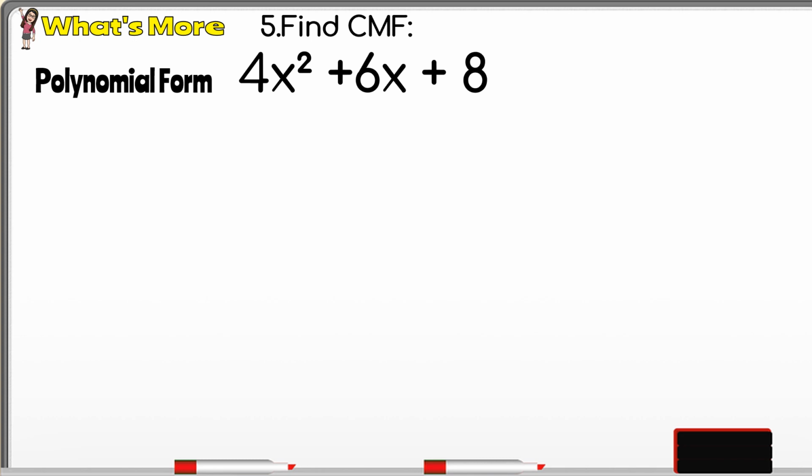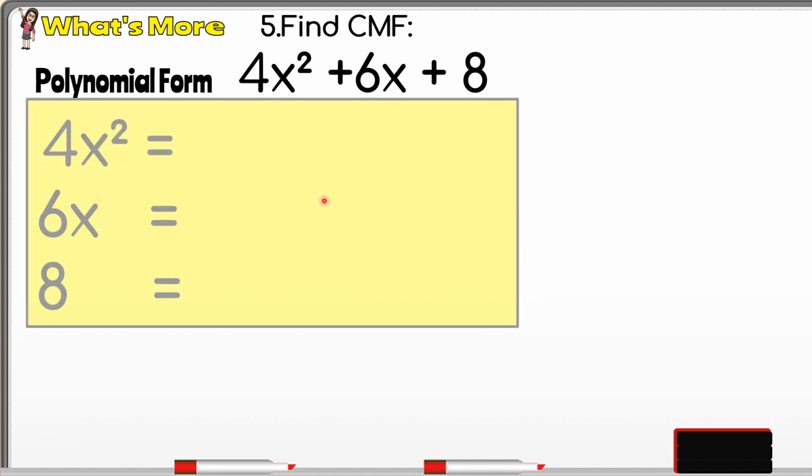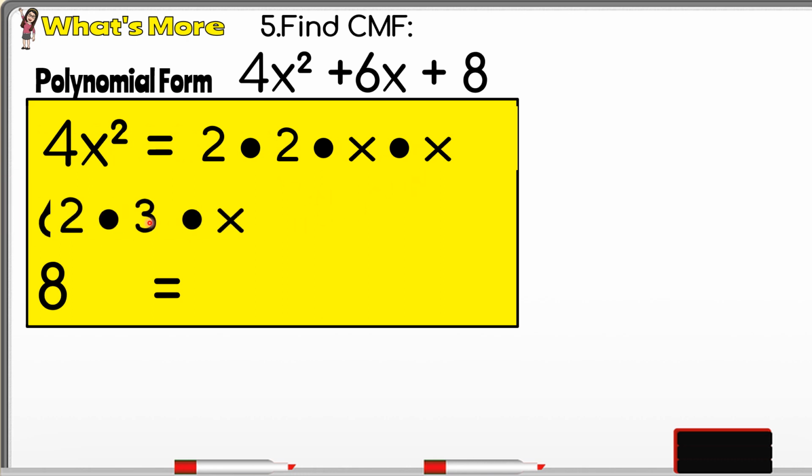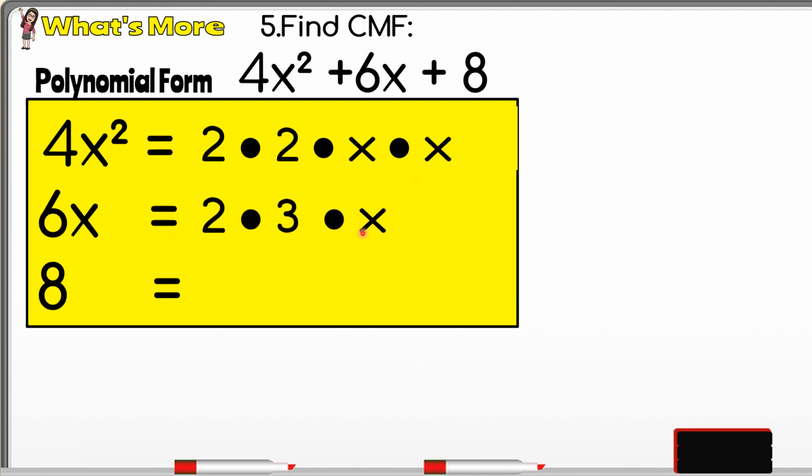How about this one? We have 4x squared plus 6x plus 8. Okay? You list each term po. List natin yung each term and their prime factors. So, we have 3 terms here, and that is trinomials, right? So, we have 4x squared, we have 2 times 2 times x times x. 6x, 2 times 3 times x. 8, we have 2 times 2 times 2.